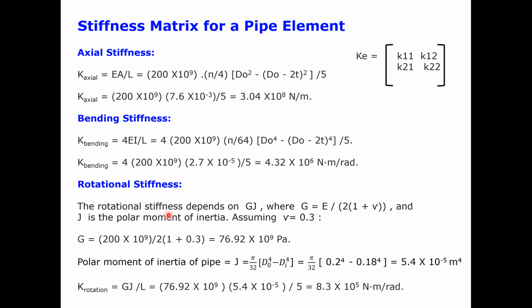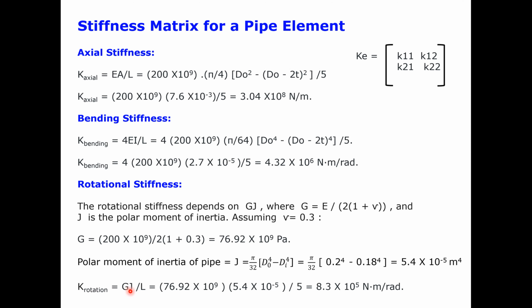Rotational stiffness depends again on G and J both. So first calculate the G. The value of G is equal to E over 2 times (1 plus nu). Nu again we can assume 0.3. So value of G after substituting the values of E and nu is 76.92 into 10 to the power 9 Pascal. Polar moment of inertia of pipe, which is J, is equal to pi by 32 times outer diameter of the pipe raised to power 4 minus inner diameter of the pipe raised to power 4, and after substituting the values of DO and DI, we got polar moment of inertia of the pipe is 5.4 into 10 to the power minus 5 meter raised to power 4.